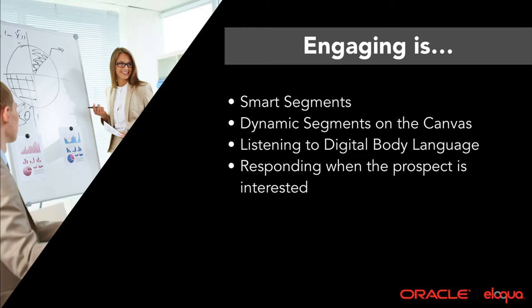The other key thing is that if we're basing segments on a person's digital body language, we're engaging with them or responding to them when they're interested. So if they're spending time on the website and looking at a certain subset of pages that relate to a particular topic, what better time to engage with them by sending an email and inviting them to learn more about what they've just been looking at. That could be through a white paper offer, a video, or arranging a phone call to have a chat with somebody who talks a little bit more about that particular product. So there are all sorts of ways that you can engage.